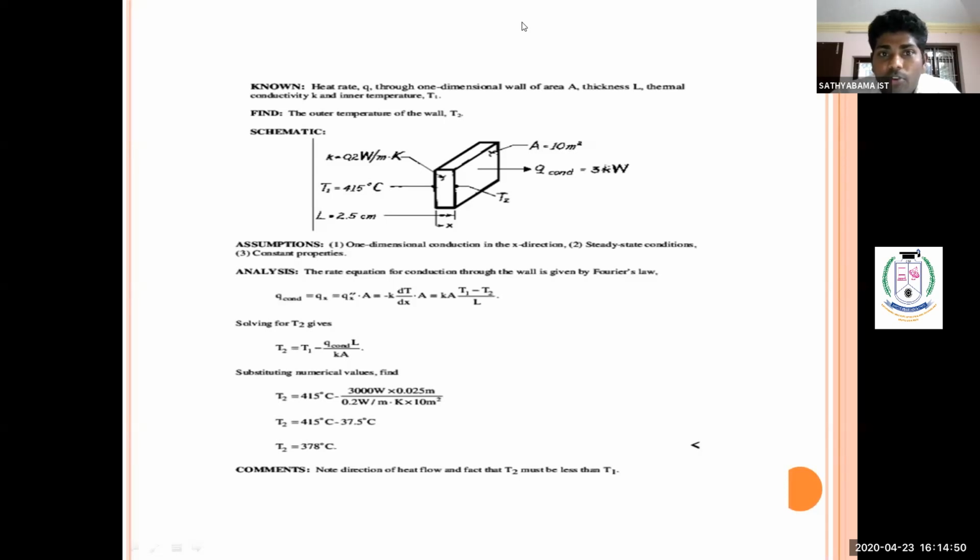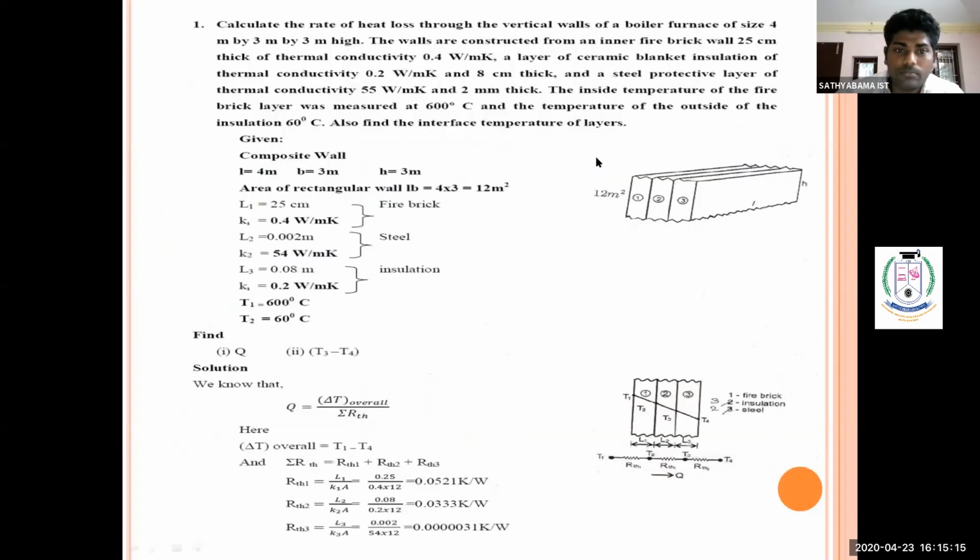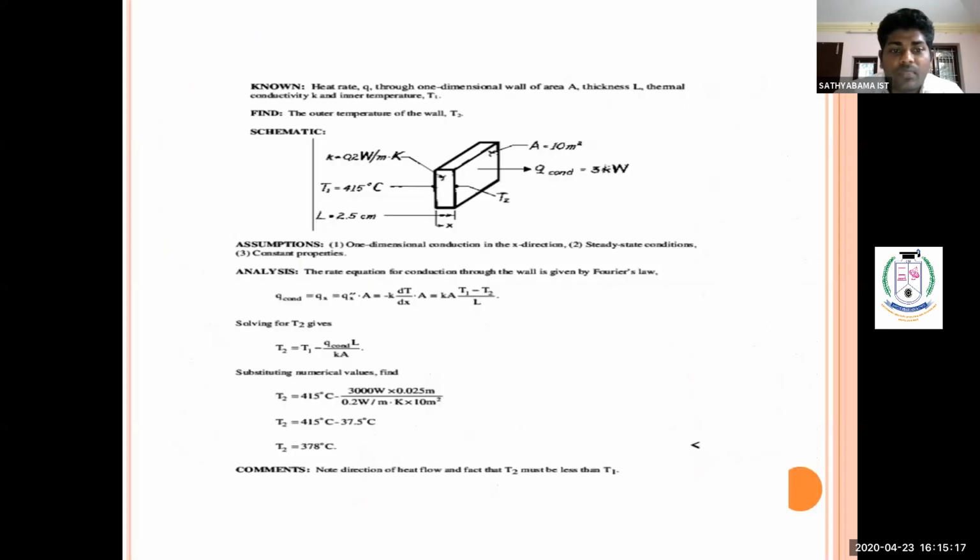So I need to use the Fourier law of heat conduction equation, that is Q equal to area into thermal conductivity into temperature difference divided by L. By using that relation, I can easily find the value of T2. Substituting the values, I get T2 equal to 378 degrees Celsius. You can see the values here: Q equal to minus K A dT by dx. The temperature at the exit region is 378 degrees Celsius.